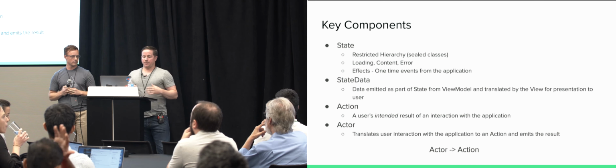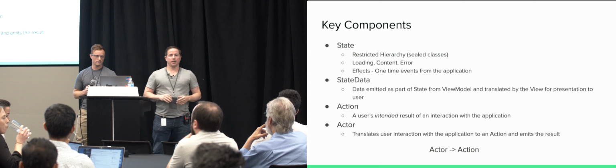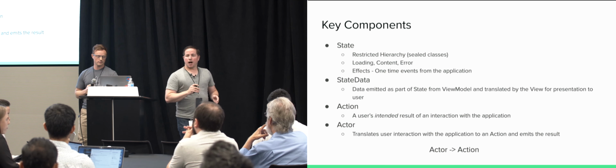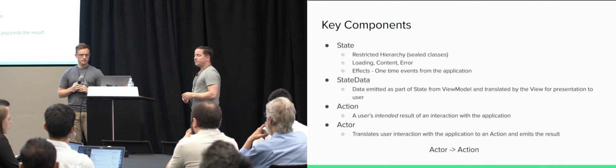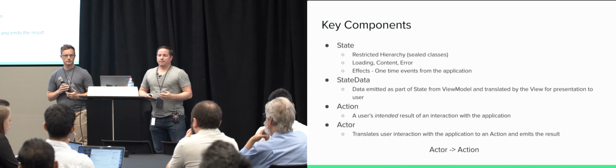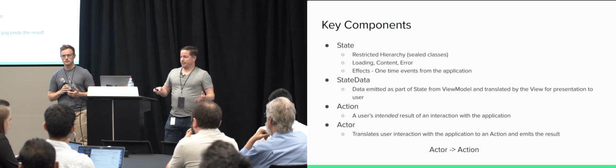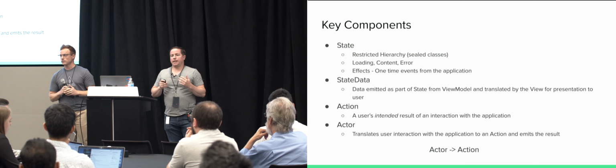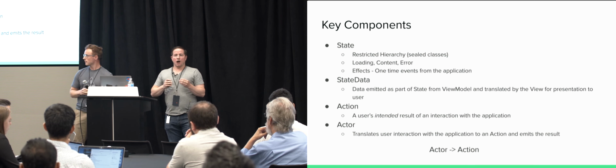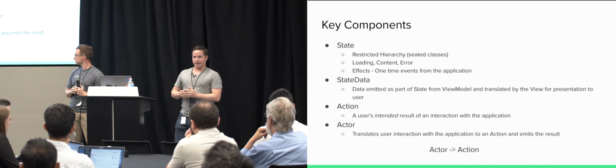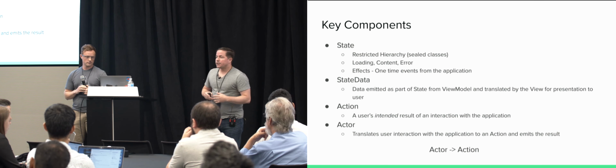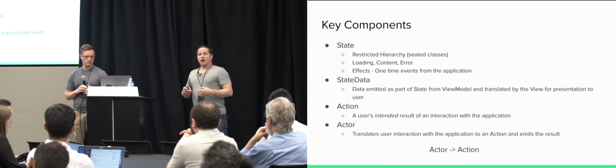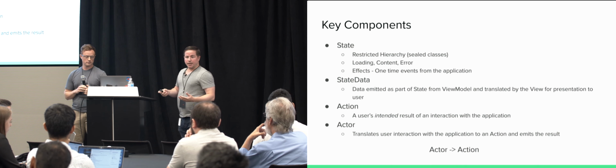So then we have the action and actor. These sound similar, and they do work together, but they are different concepts. So what is an action? An action simply is an intent. It is a programmatic representation of what the user intends to do with the application, which is different than an actor. An actor is a programmatic representation of a user interaction with the application.